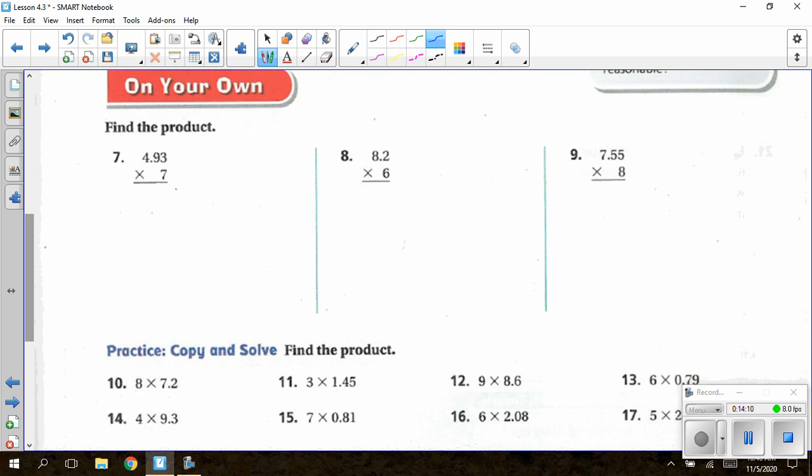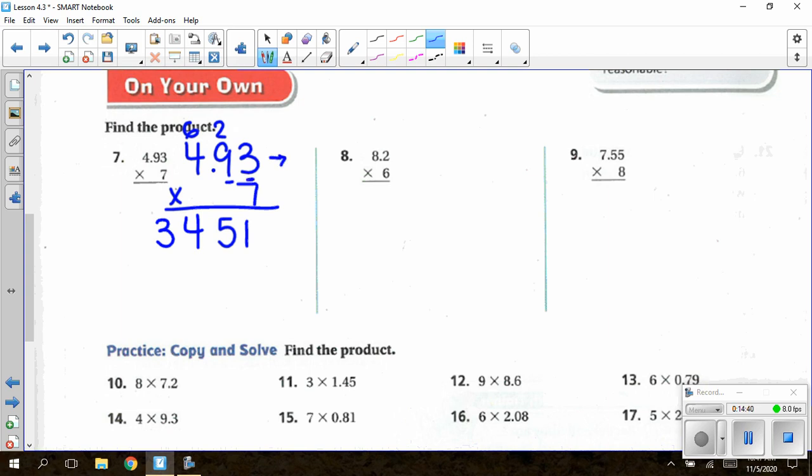Alright, so for number 7, we have 4 93/100ths times 7. 7 times 3 is 21. 7 times 9 is 63. 63 plus 2 is 65. And 7 times 4 is 28. And 28 plus 6 is 34. So now I have to count the number of digits behind my decimal. I have 1, 2. So my answer must have 2 decimal place values. So from the end, 1, 2 to the left, place my decimal, and I would have the answer of 34 51/100ths.